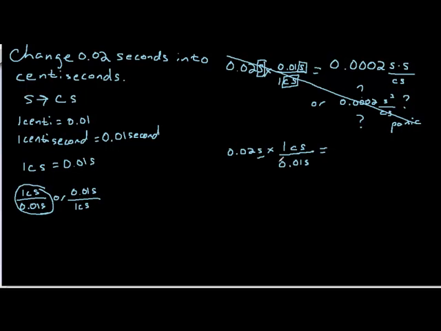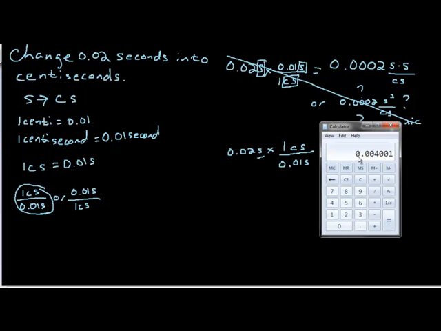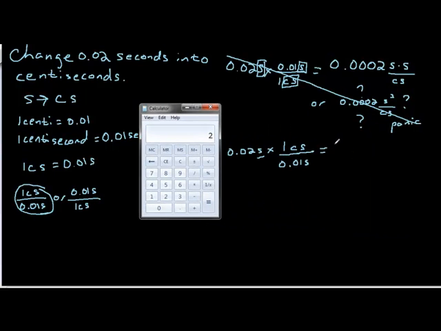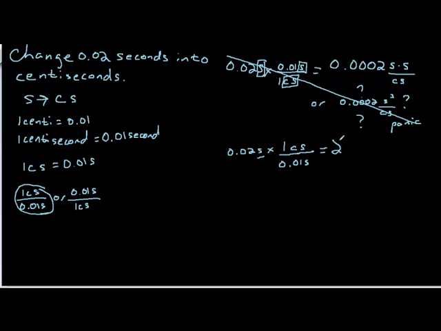Now, why do those two have to match up? They need to match up so they cancel out. And I'll show you that here in a second. First, let's take the 0.02 times 1 divided by the 0.01. There's two. There's simply two.